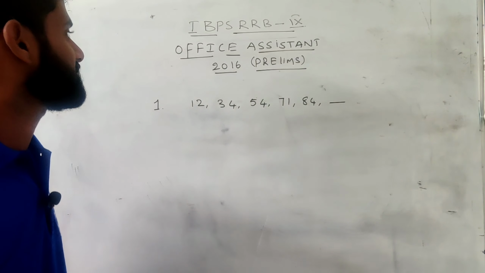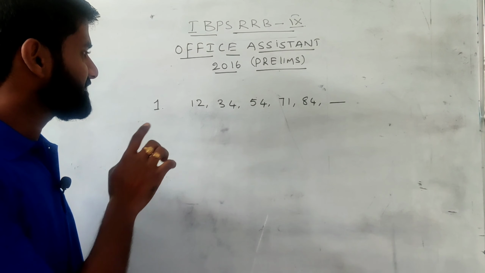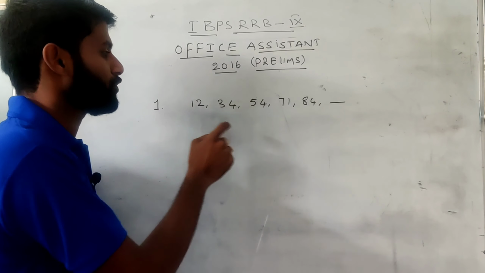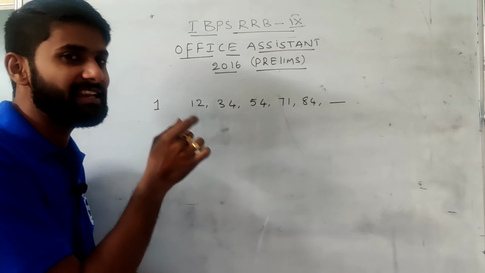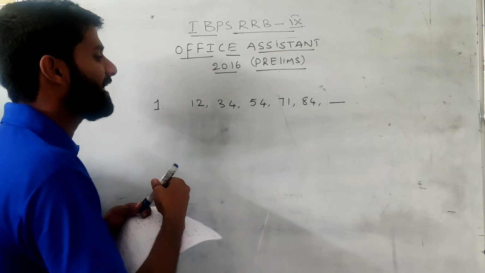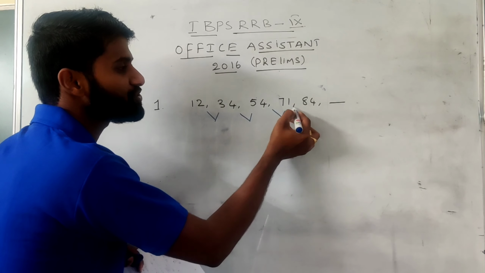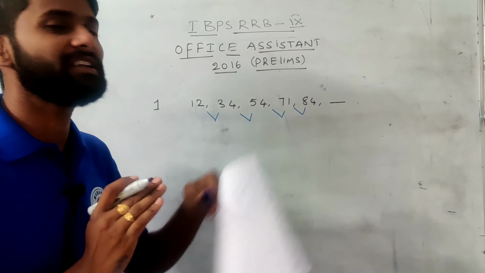Just see the first question. The first question is related to number series: 12, 34, 54, 71 and 84. All are nearer to one another. So if it is a nearer number series, simply find the difference between the numbers. That is the logic for this question.